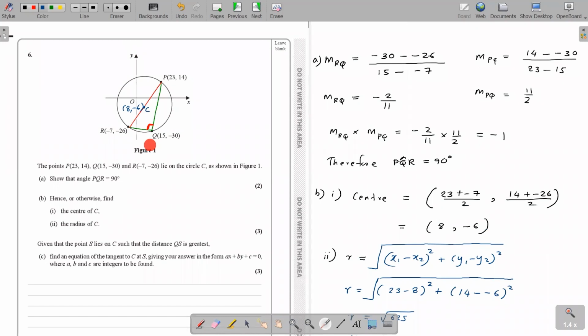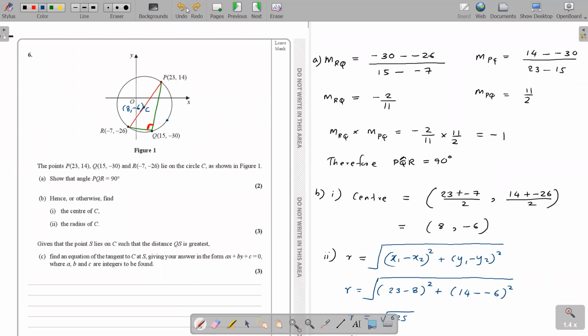So first of all, how do we find the coordinates of point S? From Q, now they say S is also a point on the circle, right? S also lies on C. So where do you mark this point S so that it's the greatest distance from point Q? Can I mark S randomly like this over here? Is this the greatest distance from Q to S? No, right? If I mark these points, they are getting greater and greater. So I need to get the greatest distance from Q to S.